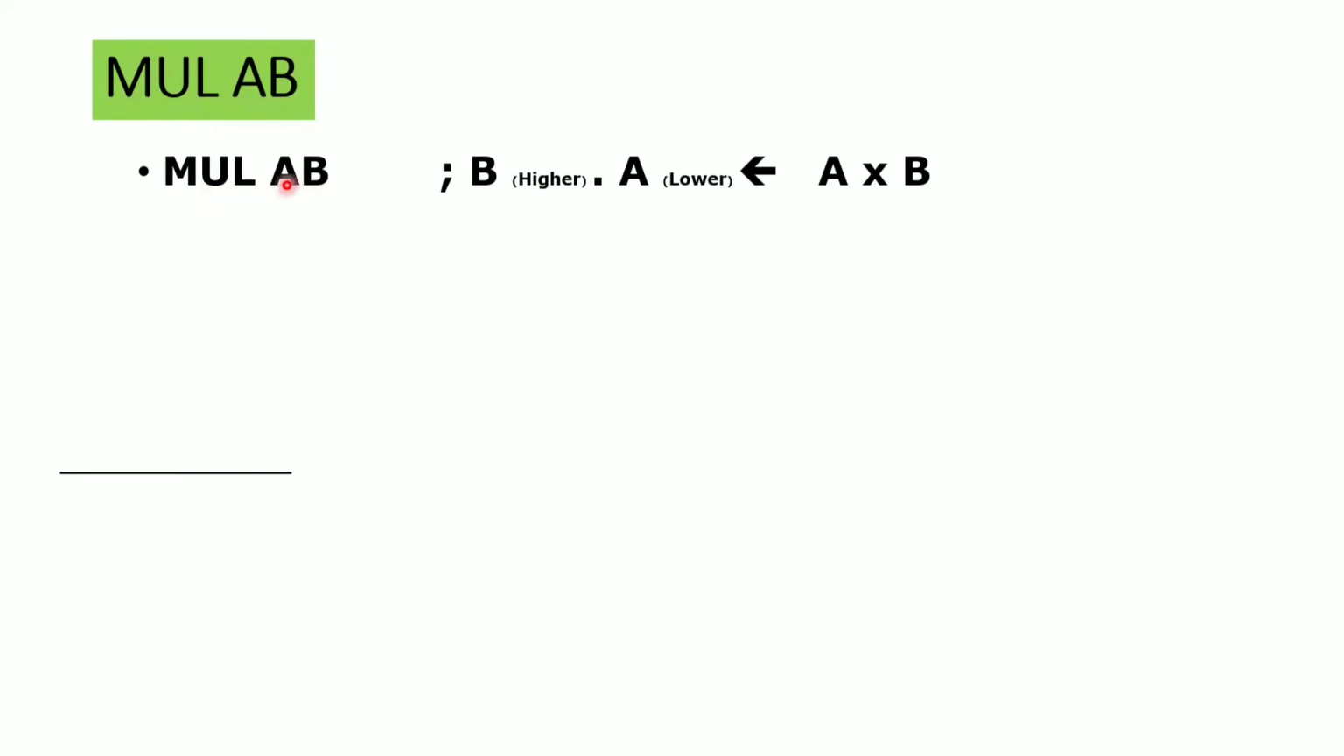Okay, multiplication of your A and B values. Whenever you want to perform multiplication, you need to load the values into the A register and B register, perform the multiplication, and you will get the result in your A register and B register as well. Okay, now what is meant by multiplication? Whenever you want to perform this 8-bit binary multiplication, the lower byte of the result is stored inside your A and the higher byte of your result will be stored inside your B.